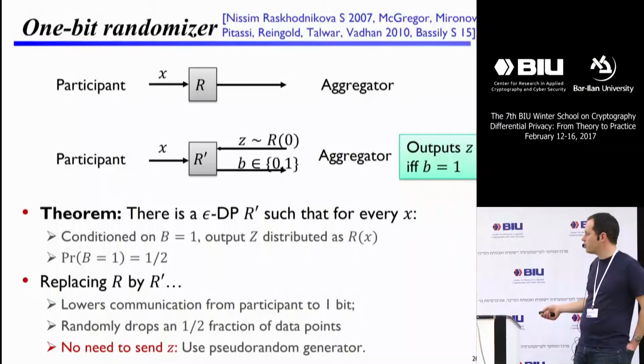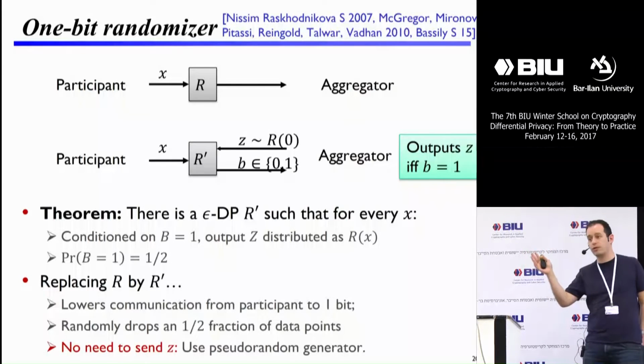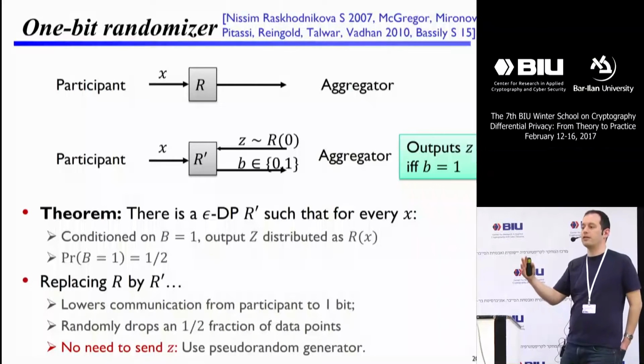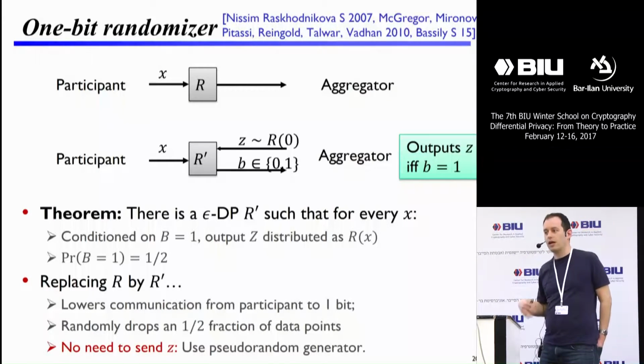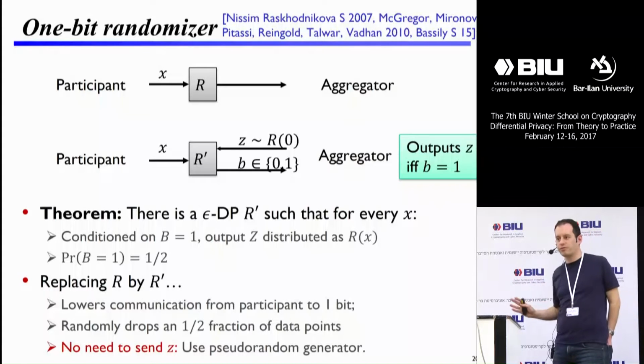The participant can generate, because this value z, the way it's generated doesn't affect privacy. It only affects the ultimate utility guarantee. What the aggregator can do is just broadcast to all participants the seed of a pseudorandom generator and ask all participants to generate z on their own. Okay, and with an appropriate pseudorandom generator, this will work just fine.